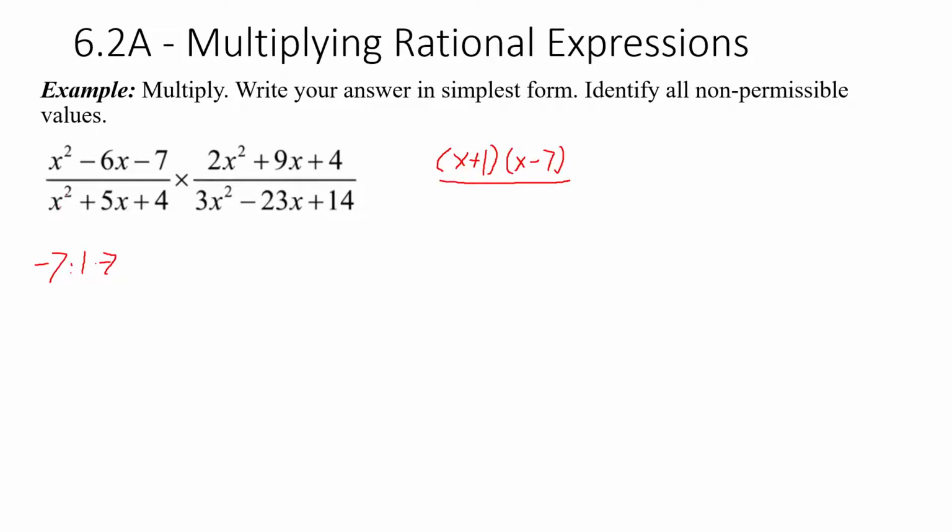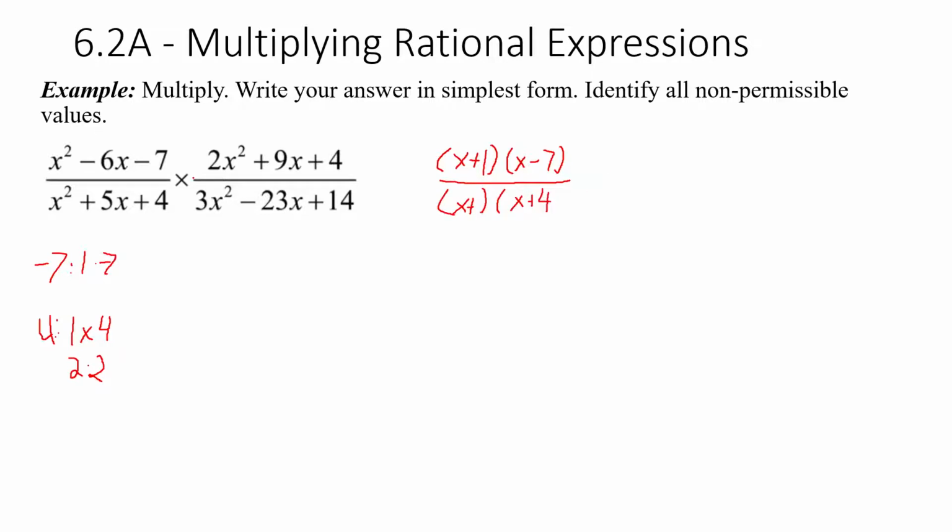And then for the next one, we're looking for two numbers that multiply together to give you 4, and add together to give 5. So look at all your factors of 4. 4 can be done with 1 times 4, or with 2 times 2. The only way to get plus 5 is with the 1 and the 4. So x plus 1, x plus 4.